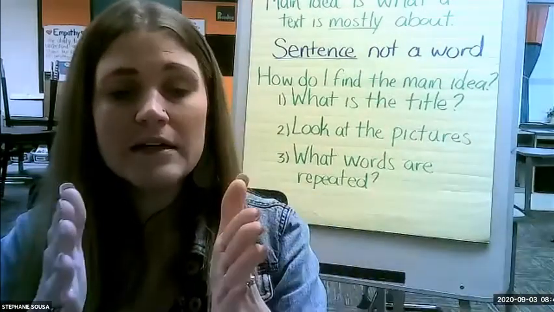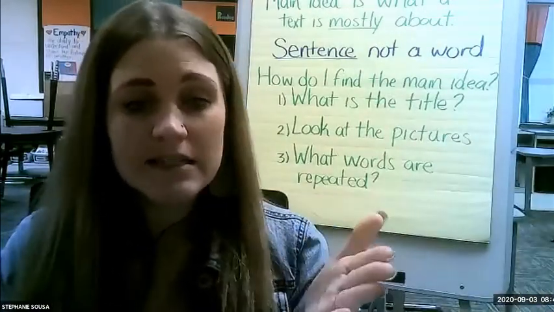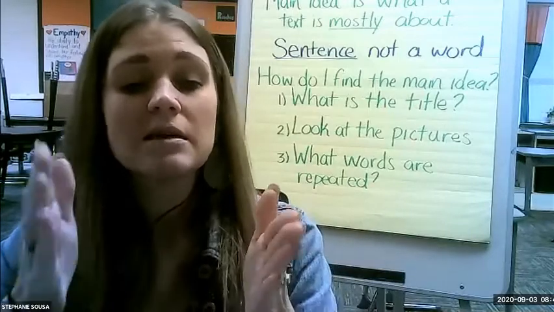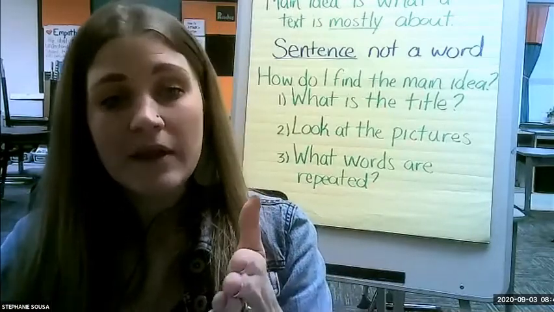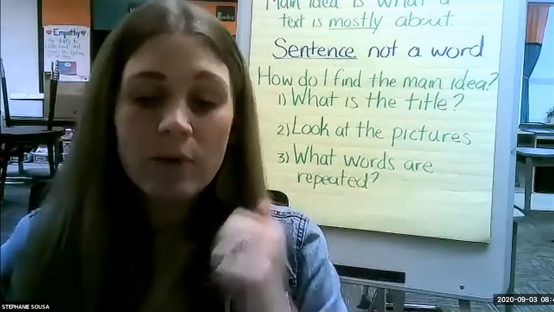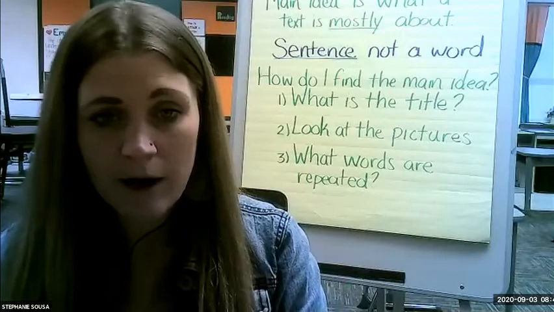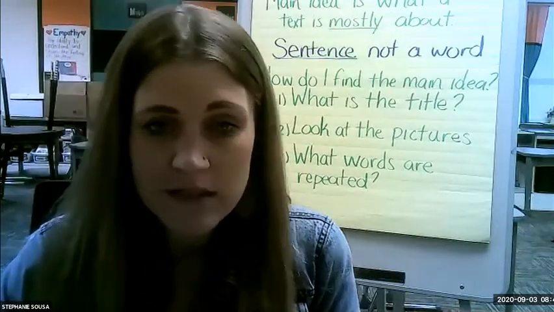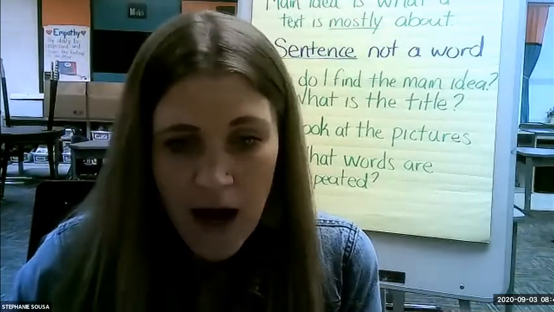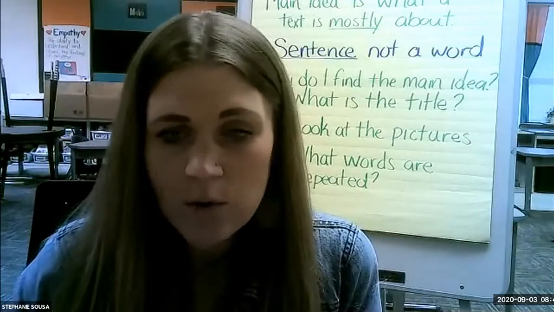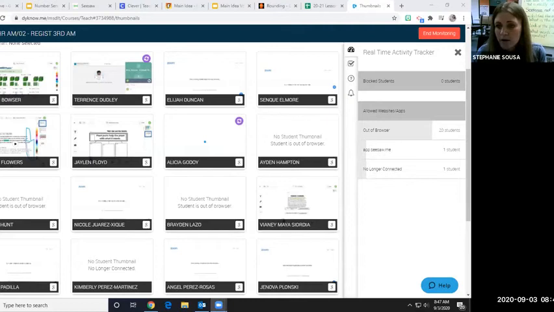So a main idea is going to be a sentence. An example would be, this text is about the way that plants grow. Now we have a main idea because we know exactly what portion of the plants we're talking about, okay? So that's what we're focusing on. All right, I am going to go ahead and share my screen. We're going to watch our vocabulary video to get our brains warmed up with our main idea topic. And here it is.